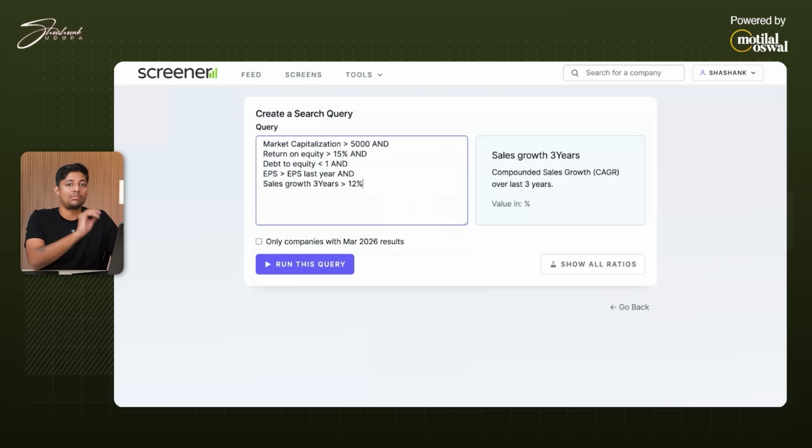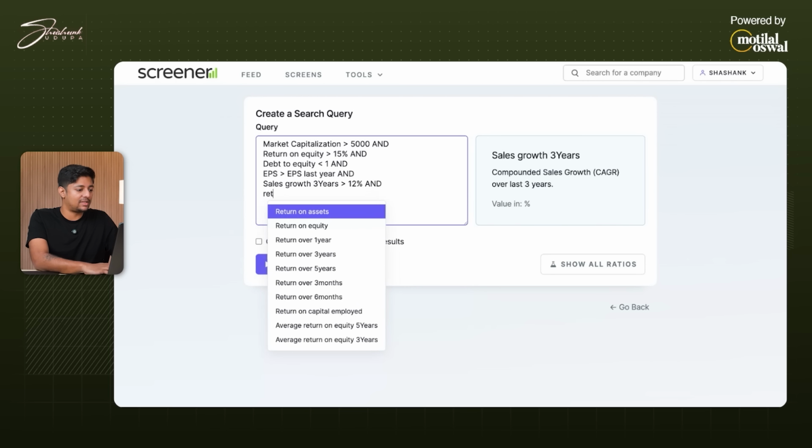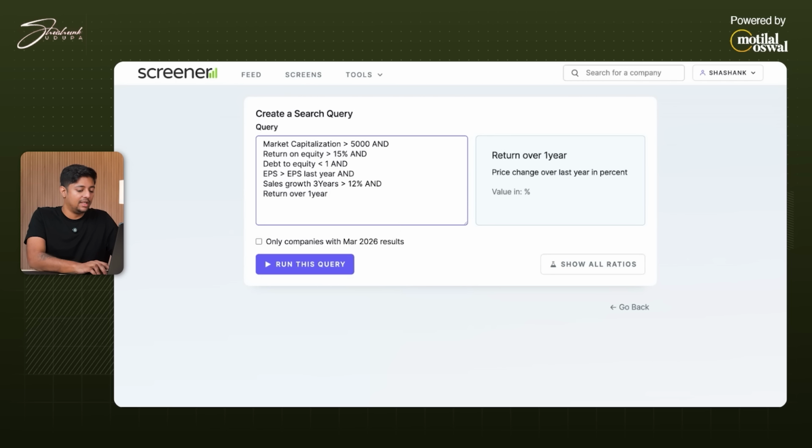In this, if you want momentum, I can tell you how to add momentum, but I'll show you both variations. If you want to add momentum, you can say return over 1 year greater than. Now, over the last 1 year, what is the market sitting at? Last 1 year the market is sitting at literally negligible returns, like zero. I would say minus 8% is where the market is now.